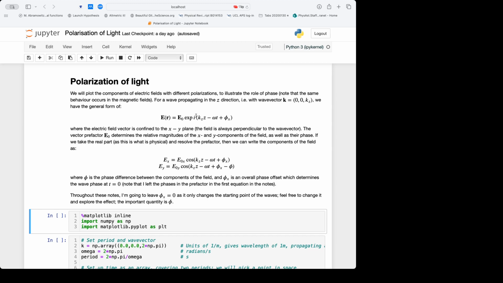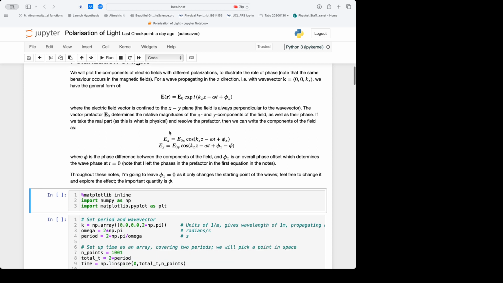Now, given that the wave is traveling along the z direction, we get that from the direction of the wave vector k, we know that E0 and E itself must be confined to the xy plane. The field is always perpendicular to the wave vector, and therefore, when we take the real part and resolve out, we get the following expressions for Ex and Ey.